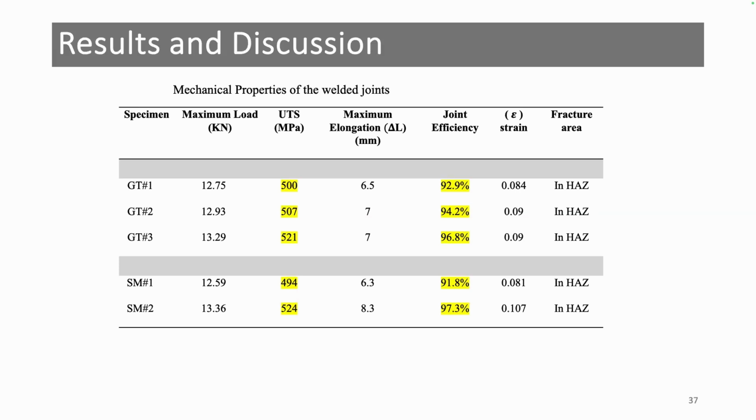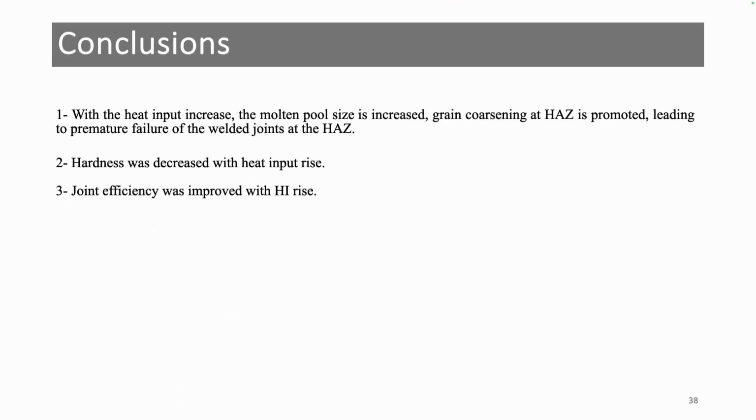In conclusion of this study, the heat input increase will improve the joint efficiency, but it has a negative effect on the hardness values. With the heat input increase, the molten pool size increased, and grain coarsening at the heat affected zone is promoted, leading to premature failure of the welded joint. The hardness was decreased with the heat input rise, and joint efficiency was improved with the heat input rise.